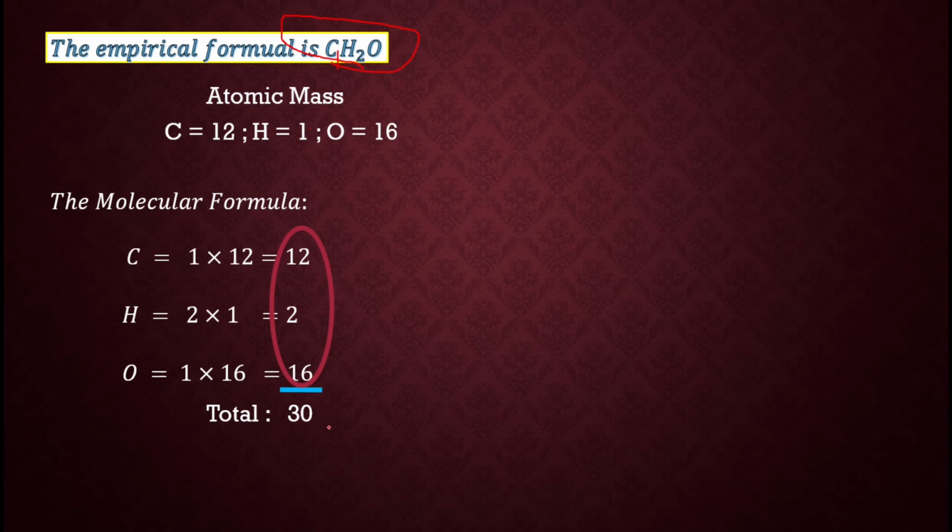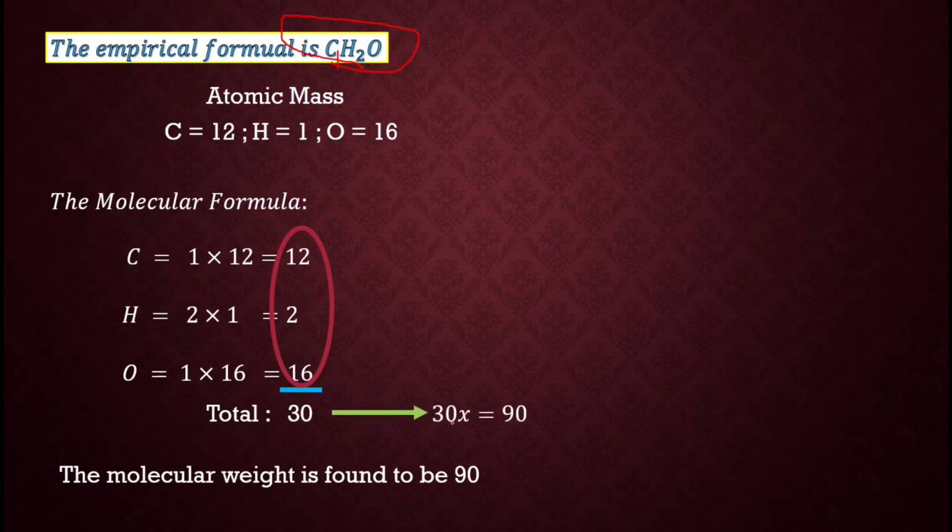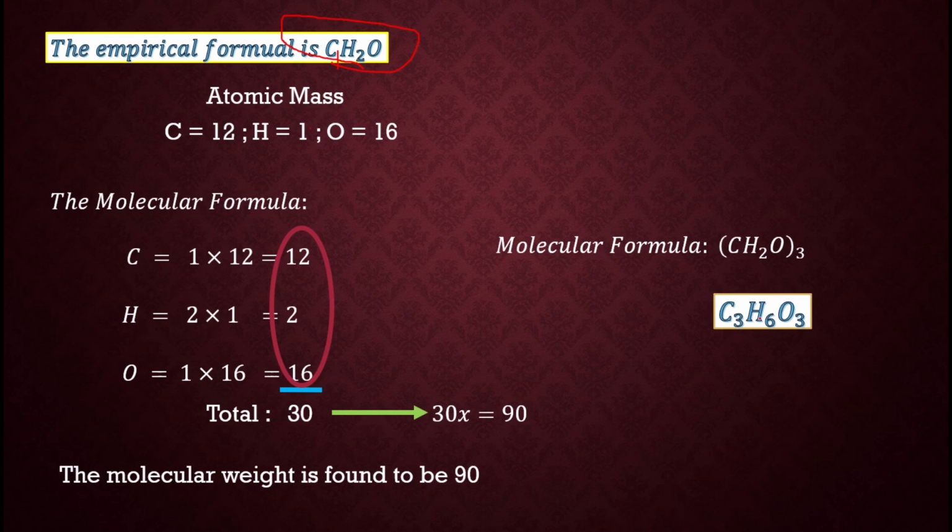is 30 AMU. Take note, the molecular weight is found to be 90. So we use 30 to find the value of our multiplier. So 30x is equal to 90. Since 90 divided by 30 is 3, we have C3H6O3. So that is the final answer.